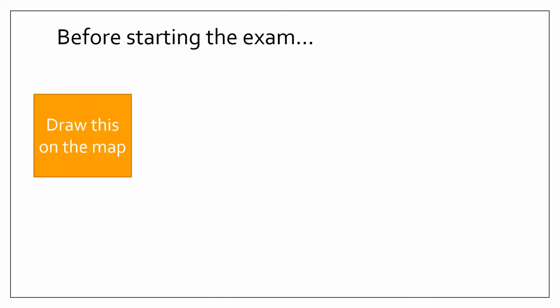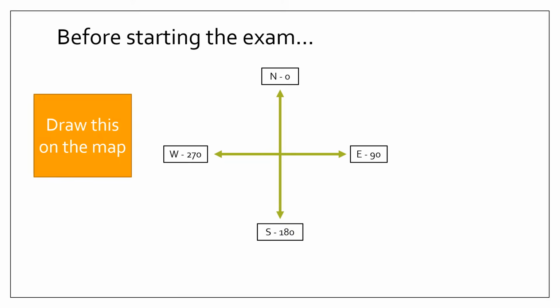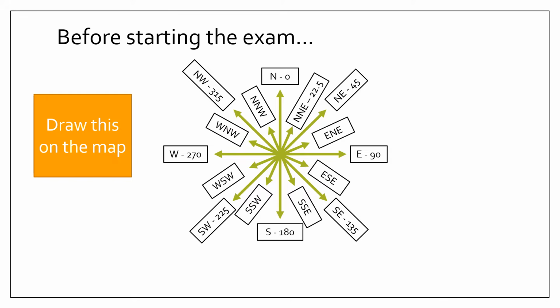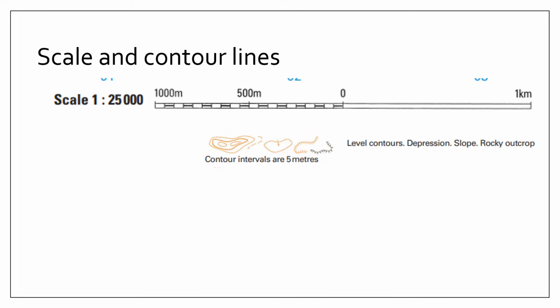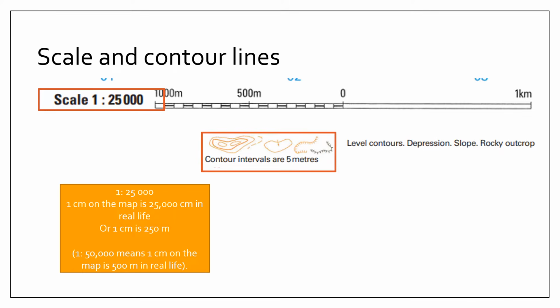First of all, you need to draw this onto the large map extract, a compass with all of the bearings. This will help you answer the questions that come up on direction and bearings. Secondly, you need to look at the scale and contour lines and circle what the contour line interval is and what the scale is. And remember that when it's a 1 to 25,000 map, that means that 1 centimetre on the map is 25,000 centimetres in real life. And that means that 1 centimetre is 250 metres. Remember, another common scale is 1 to 50,000 or 1 centimetre is 500 metres in real life.